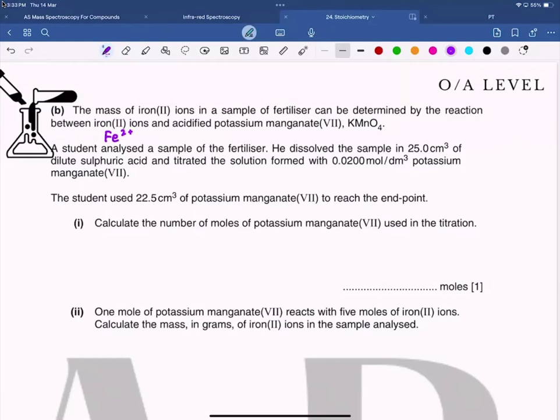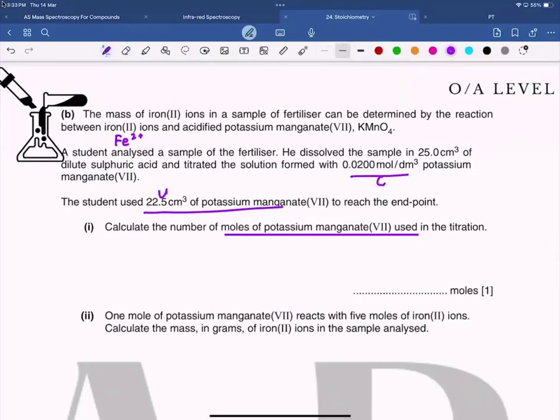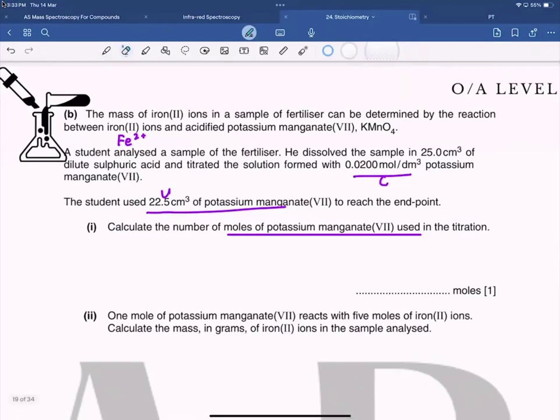Sir, is the answer for the first part 4.5 times 10 to the power minus 4? You have to calculate the number of moles of potassium manganate used in that titration. So if you see, this is the concentration and this is the volume. The formula of concentration is concentration equals moles upon volume.